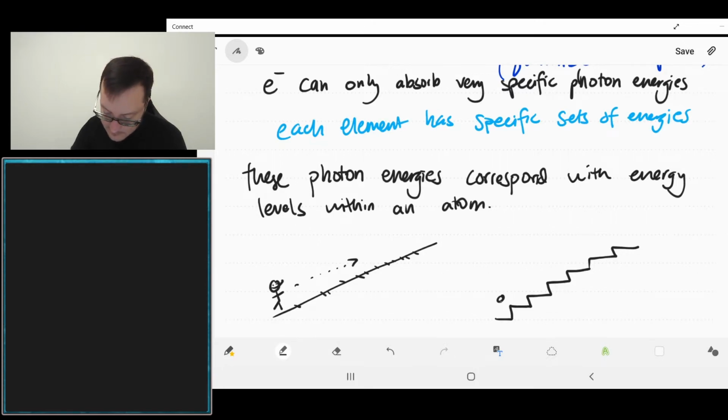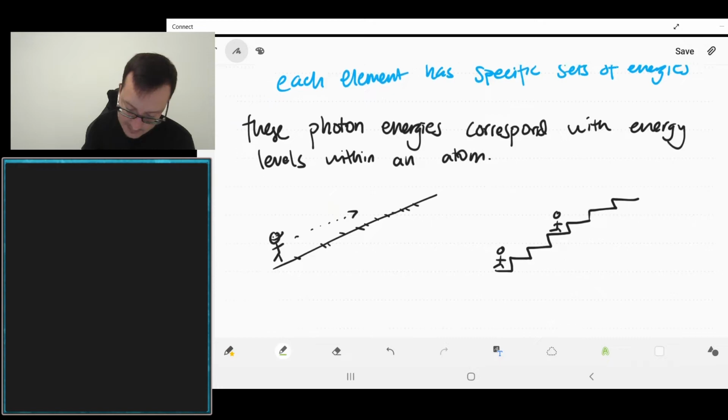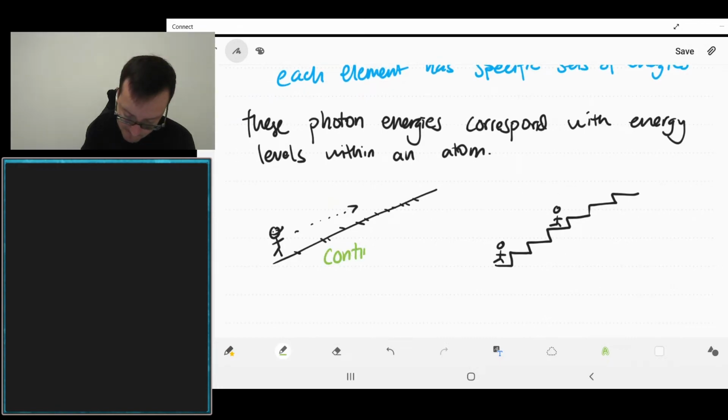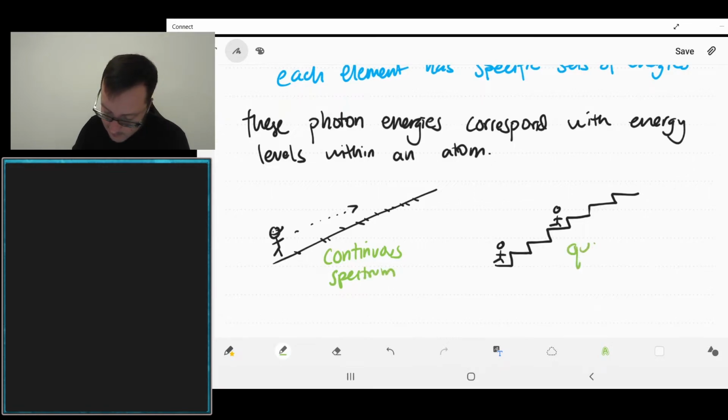However, if you're on the staircase, you can only exist at specific levels. You can't exist halfway up a step, right? So this is a continuous spectrum of energy. This is a quantized spectrum.